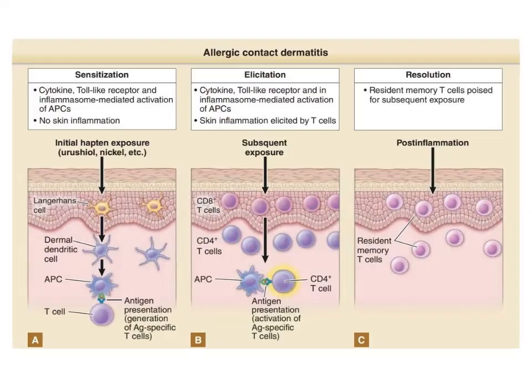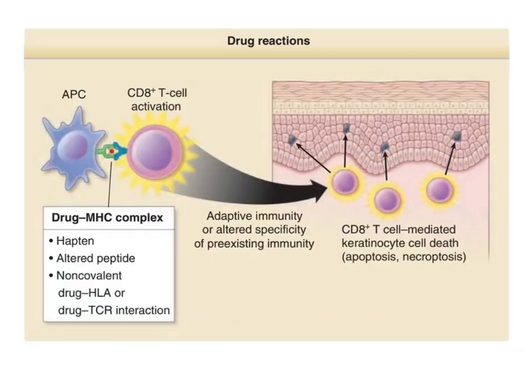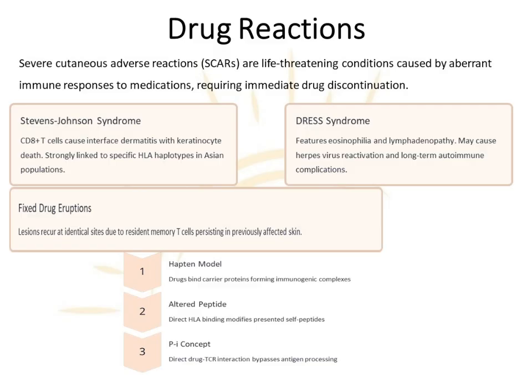Regulatory T cells help limit this response, but when regulation fails, chronic dermatitis may occur. Drug reactions. These are life-threatening skin conditions caused by abnormal immune responses to medications. Early recognition is very important because the first step in treatment is the immediate discontinuation of the offending drug.